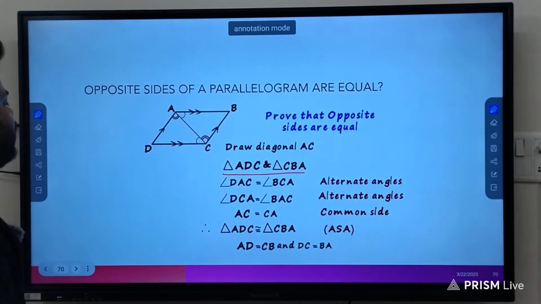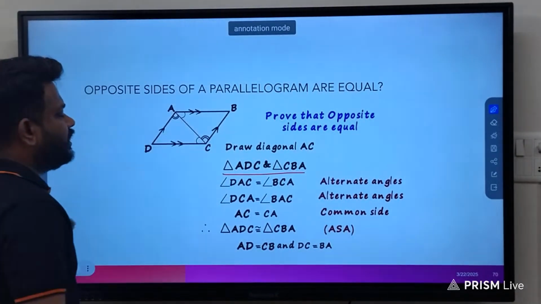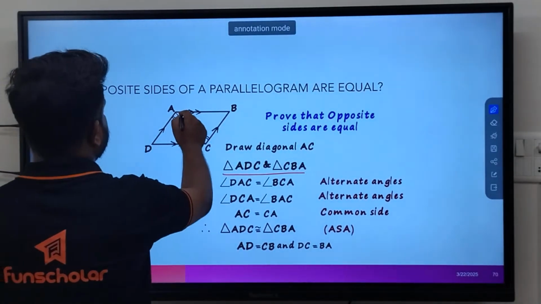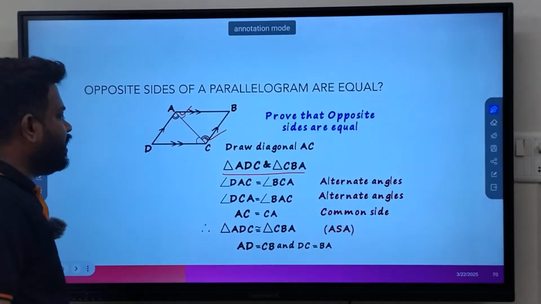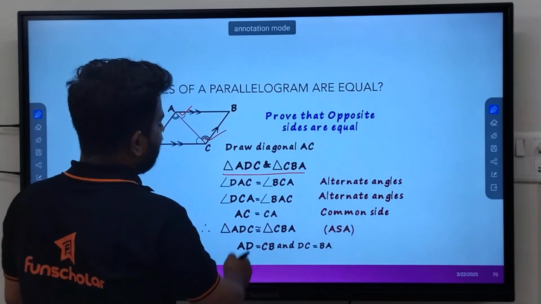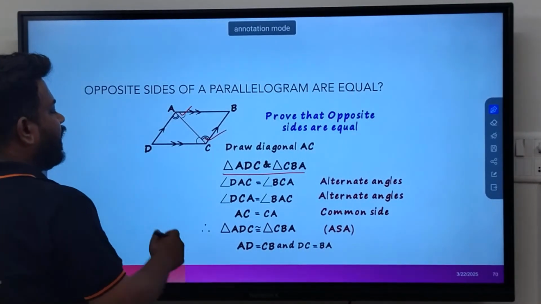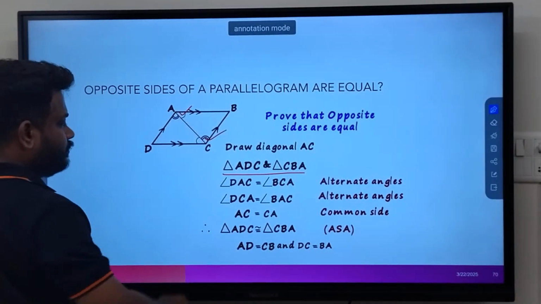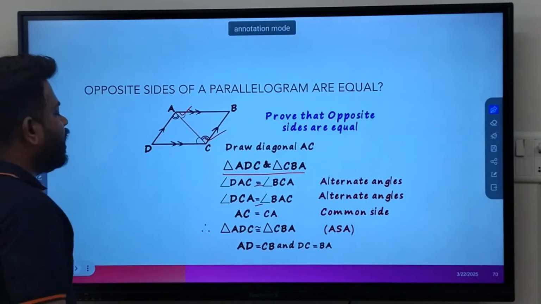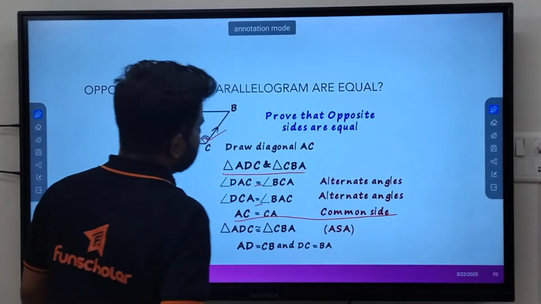From these two triangles we get two pairs of angles called alternate angles, like DAC and BCA, because this one will be alternate to this one. We also get DCA equals BAC, which are also alternate angles, and they have to be the same. That's why we have written the equal sign. And AC equals CA because they are the common side.